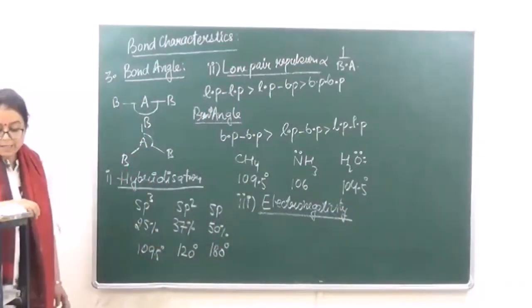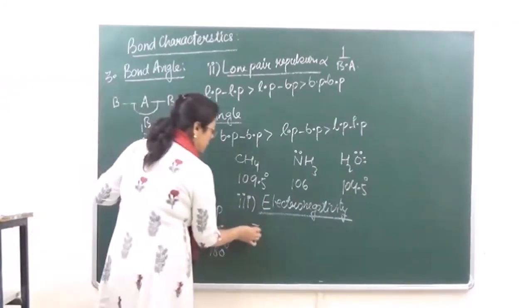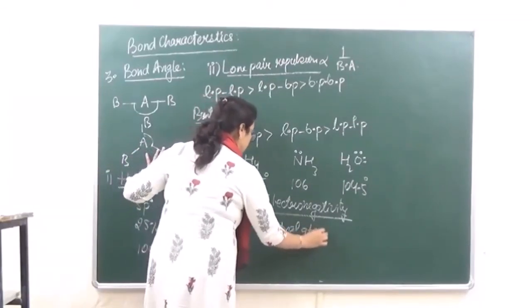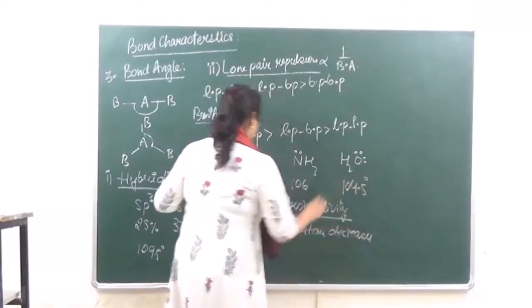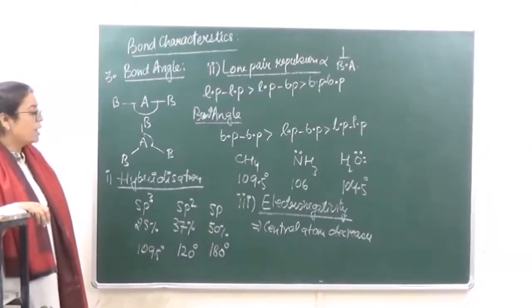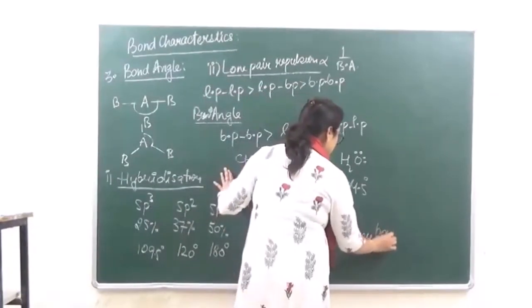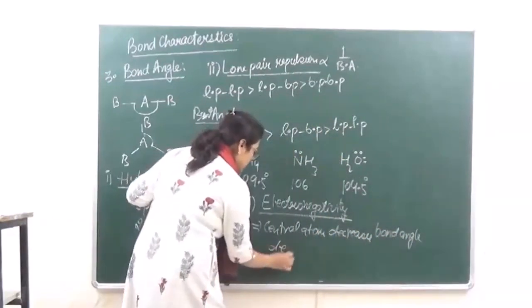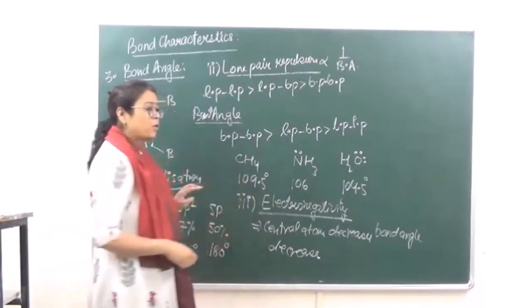electronegativity over here, we say that if the electronegativity of the central atom decreases, bond angle also decreases. This we can explain taking the same example over here.